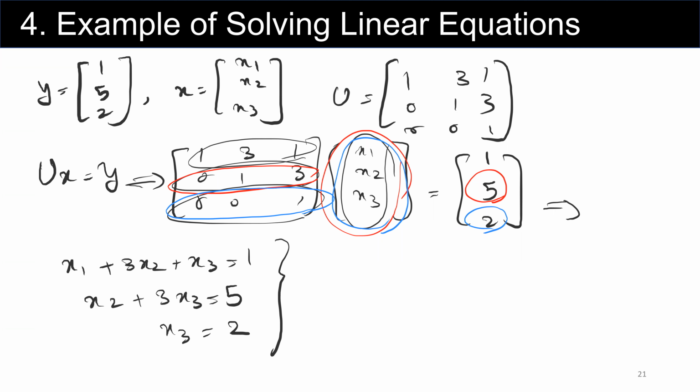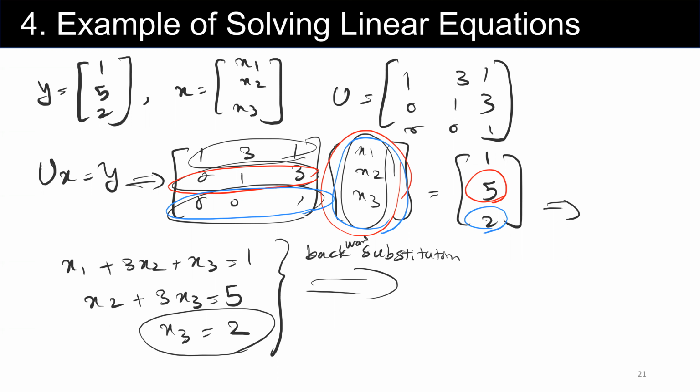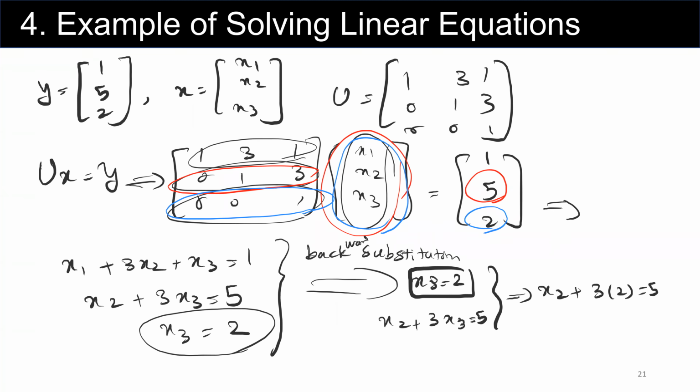Now we use back substitution. In the previous step, we used forward substitution. This is backward substitution. We start with the last one, x sub 3 is 2. And we know that x sub 2 plus 3x sub 3 is 5. So we simply replace x sub 3. We have x sub 2 plus 3 times 2 is 5. Then x sub 2 is minus 1.